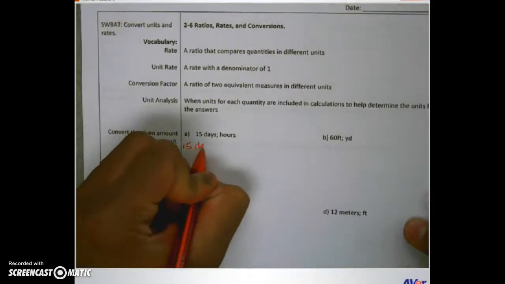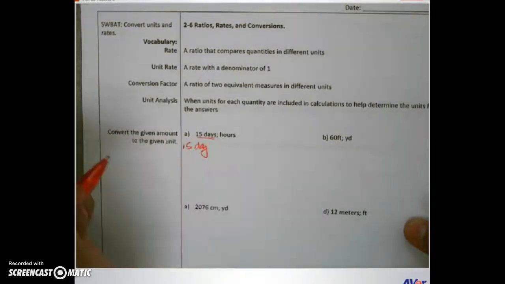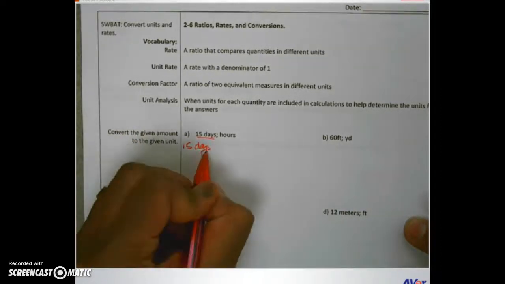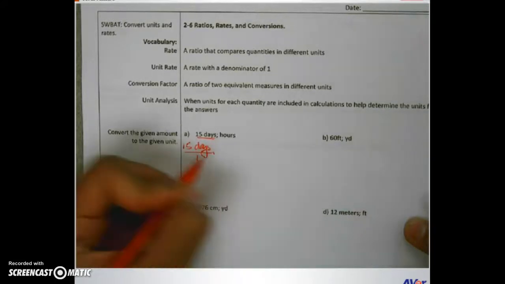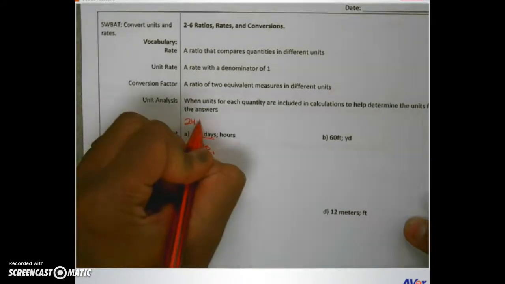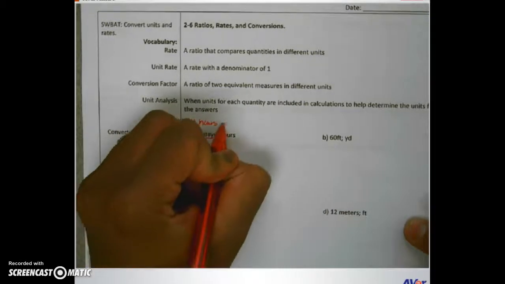So we're always going to start with whatever information we have. So 15 days. That's not a fraction, but I need it to be. So I'm going to go ahead and put it over 1. And what you know is that there are 24 hours in one day.